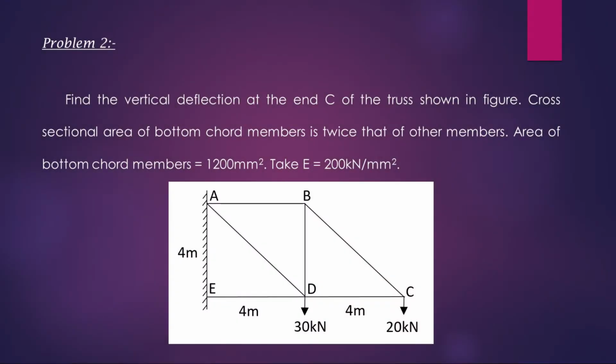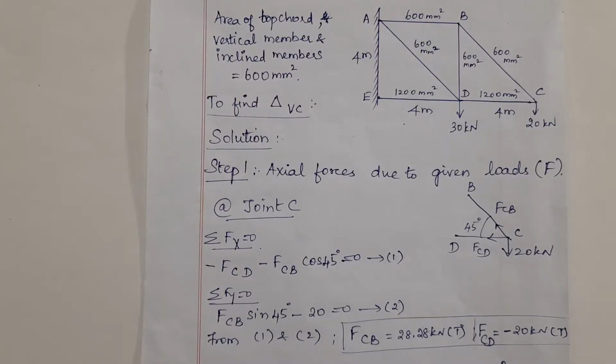Next problem: vertical deflection at the cantilever end C has to be determined. It is also given that the cross-sectional area of bottom chord members is twice that of other members. Bottom chord member area is given as 1200 mm squared. This is twice that of the other members. So we can finalize that the area of the other members is half of this 1200 mm squared, that is 600 mm squared. We shall see the solution.